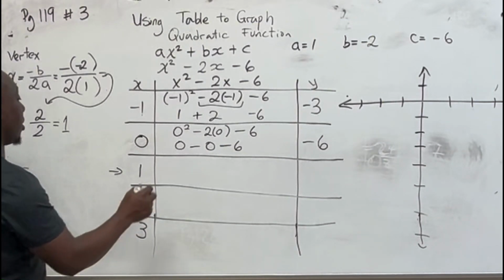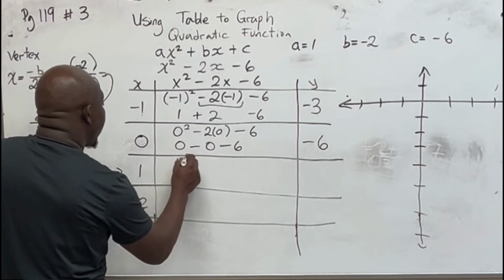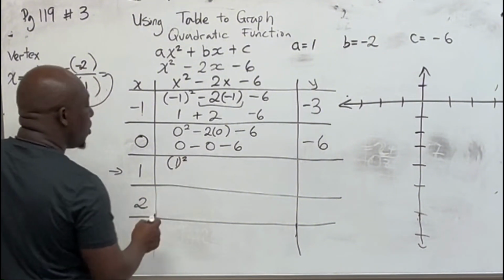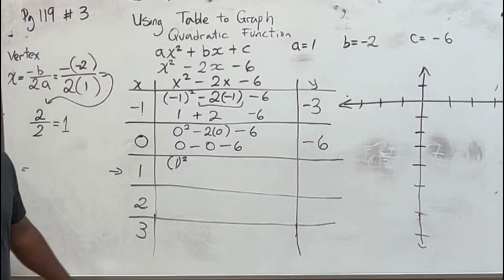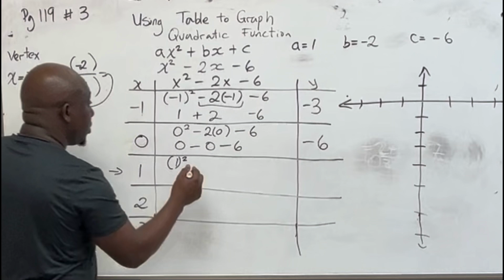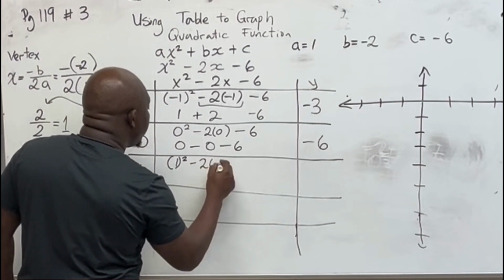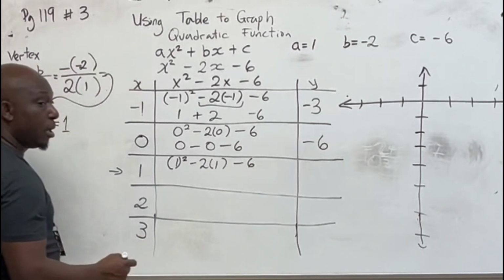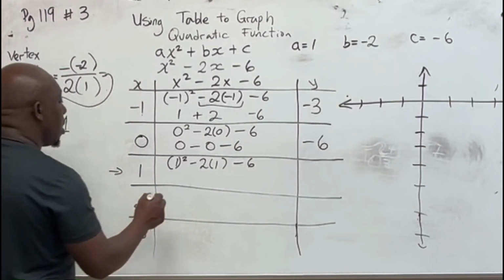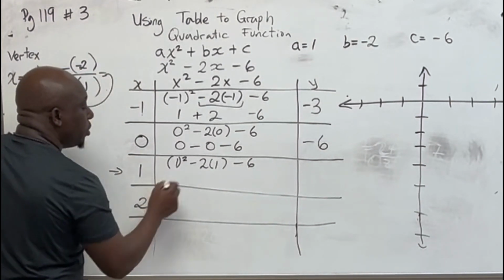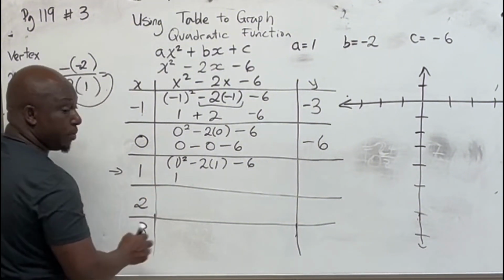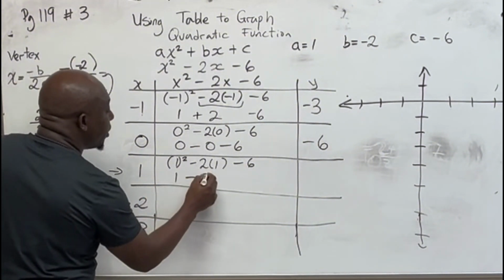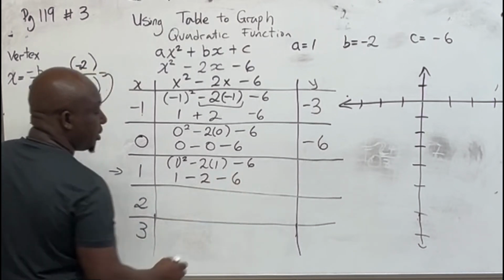Let's go to the next one. I'm coming here now. 1 squared. And someone sometimes asks, Mr. Coyote, can I just put parentheses all the time? It's your choice, yes. But you can still do it. Minus 2 times 1 minus 6. Is everyone familiar with me now? Alright. What is 1 squared? 1. 2 times 1, minus 2, minus 6.